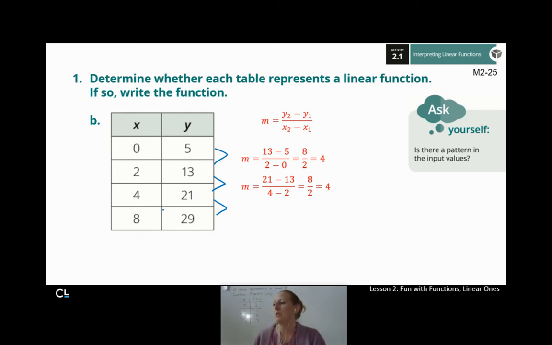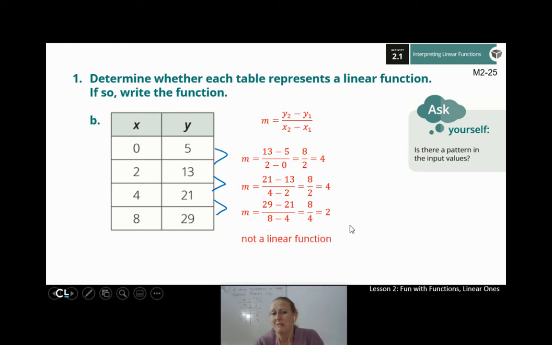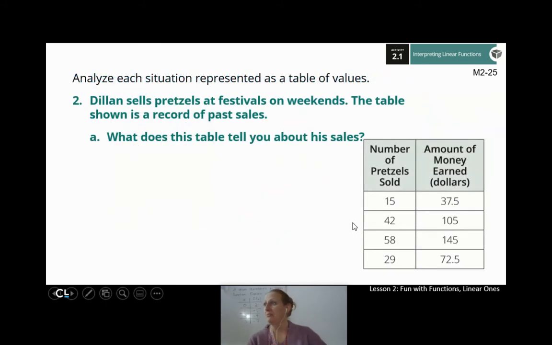So let's check one more time, this last one. 29 minus 21, 8 minus 4. So 29 minus 21 is 8. 8 minus 4 is 4. Wait, 8 divided by 4 is 2. So close. So these match, but we said they all have to match to be a linear function. Guys, it's not a linear function. One of our slopes went off. We were doing so well. Oh, well, since it's not a linear function, we're just going to say it's not a linear function and call that done.